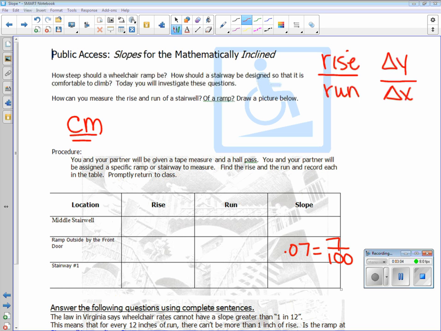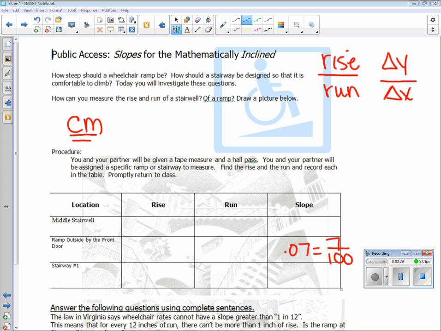Anybody else want to share what they have? No? Kendall, read your answer. Okay, so she used run and height. She used the same types of words again. Anybody have different words than run, height, rise, length? Okay, good enough. Let's talk about the middle stairwell versus stairwell 1.